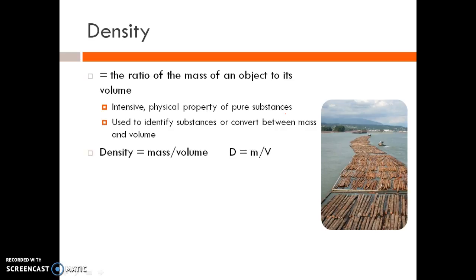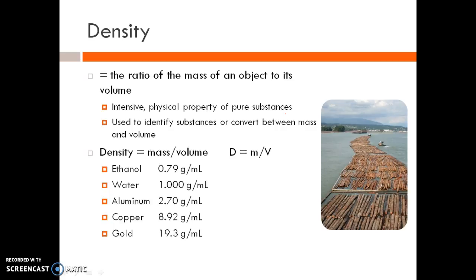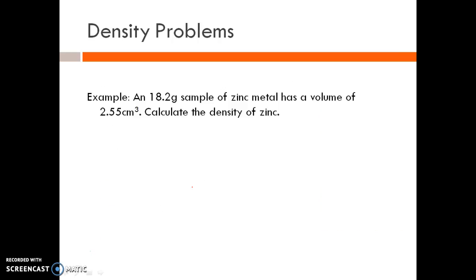So density is mass over volume, or D equals M over V. And I've given you a few densities of pure substances. And one that we're going to use today is aluminum, 2.70 grams per milliliter. So let's do a couple of example problems. The first one is with zinc metal.